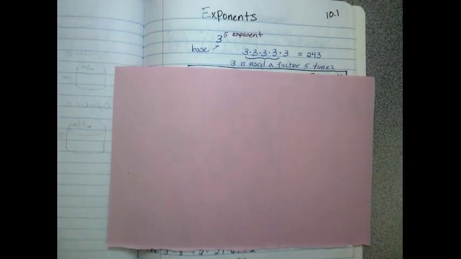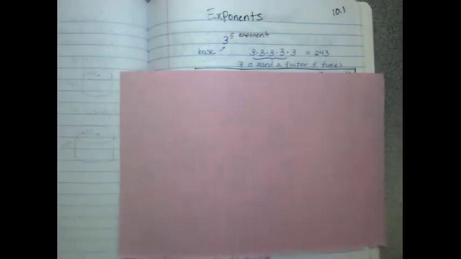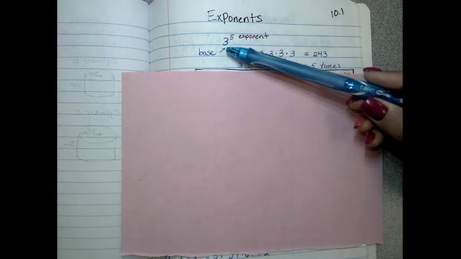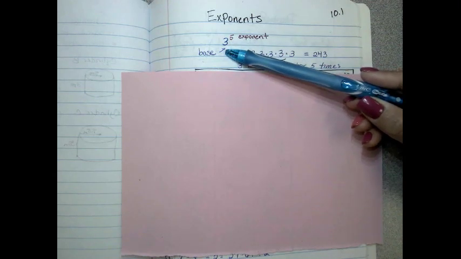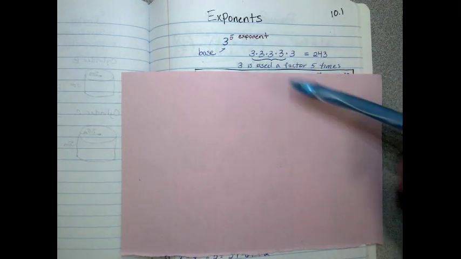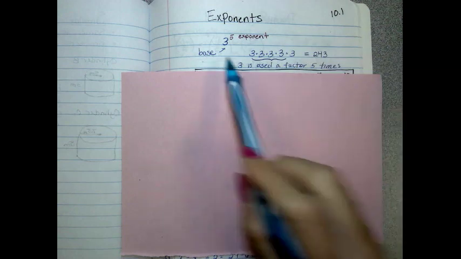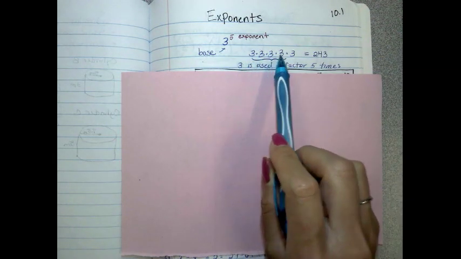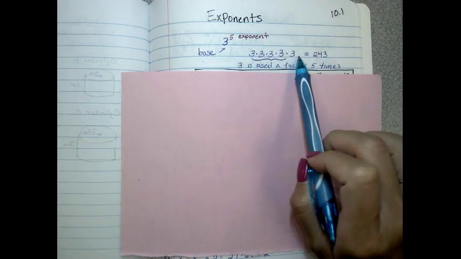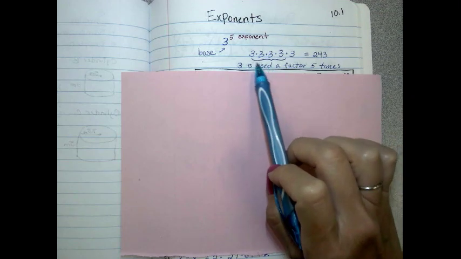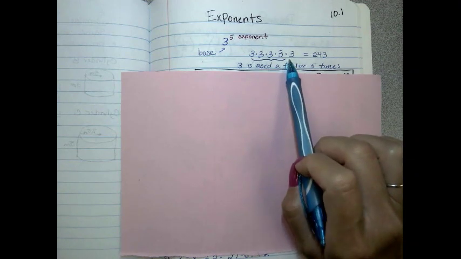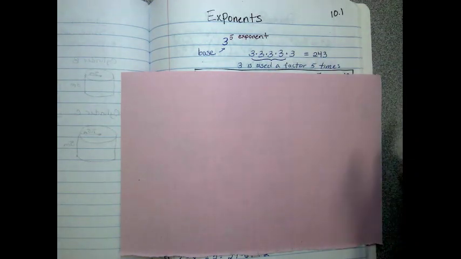In our interactive notebooks, we're going to take notes on exponents. As you saw in the previous example, a number can be written as 3 to the 5th power, 3 being the base and 5 is the exponent. That means we're taking 3 and we're multiplying it by itself 5 times. 3 is used as a factor 1, 2, 3, 4, 5 times. Be careful, it is not 3 times 5. 3 times 3, that product times 3, that product times 3, that product times 3. And that's how we get 243.